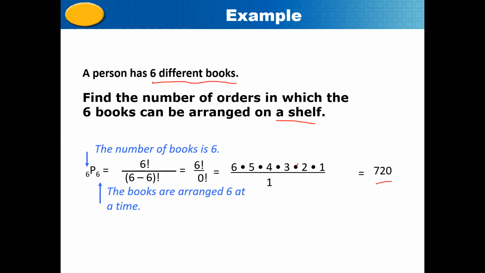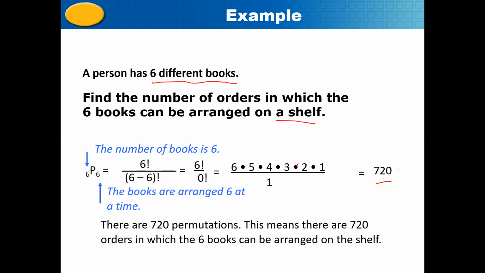It would be 720, and we have to interpret what is the meaning of 720. That means there are 720 permutations. This means there are 720 orders in which the 6 books can be arranged on the shelf. So this is the way we can calculate.